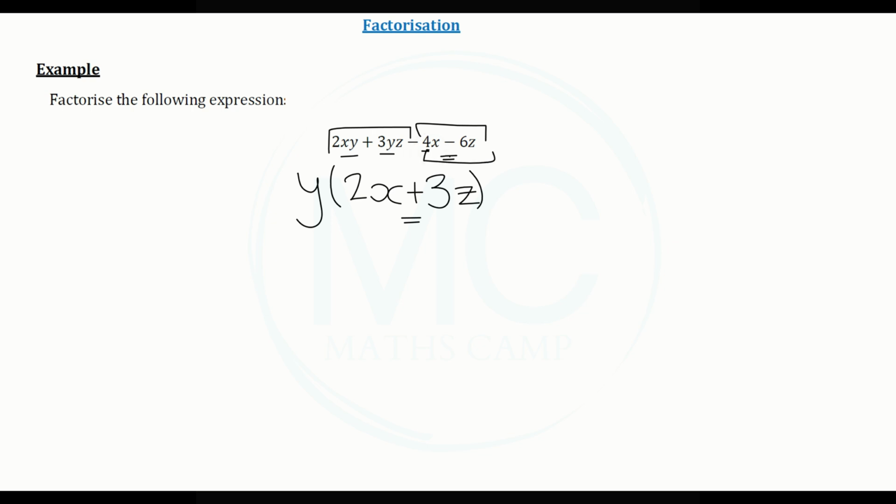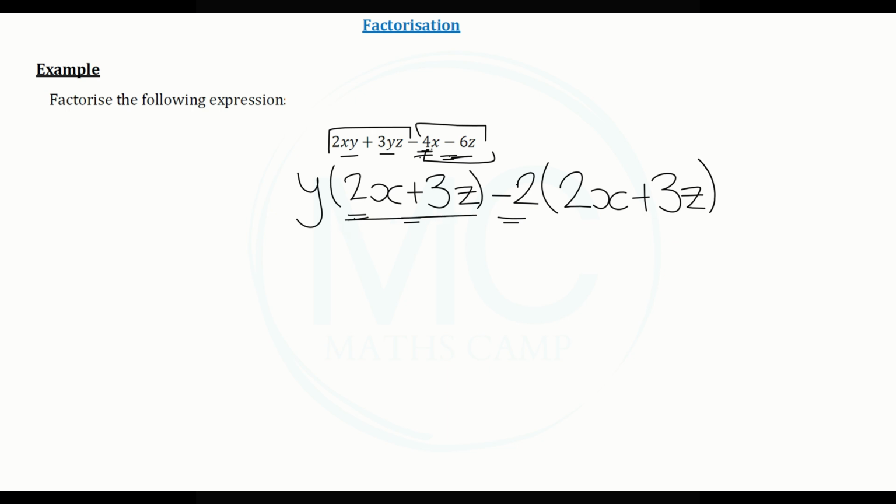Here we have 4x, and here we have 2x. To get from 4 to 2, we have to divide by 2. So let's take out negative 2 as a common factor. You can say negative 2. Open our bracket. Negative 4x divided by negative 2 gives us 2x. Negative 6z divided by negative 2 gives us positive 3z.